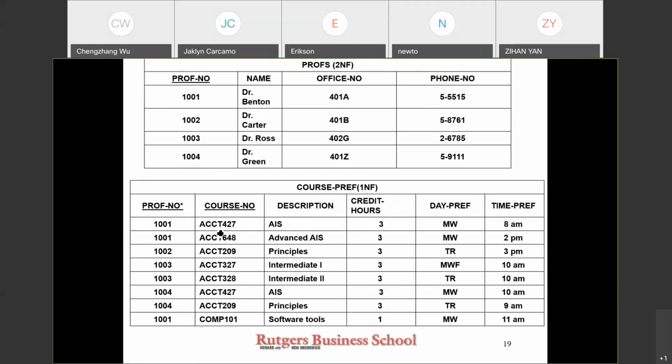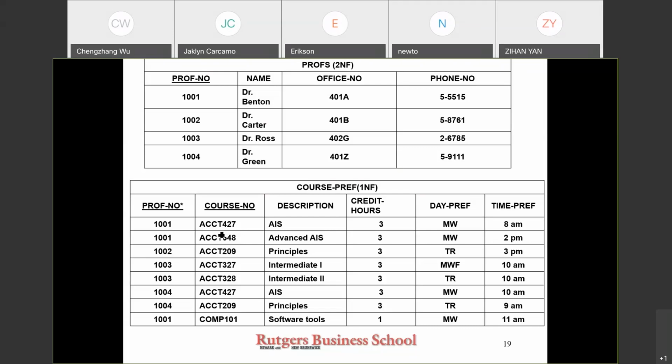Well, in the course preference table, information about a new course cannot be added until a professor indicates a day and time preference. It is not possible to add a new course information. So this is insert anomaly.